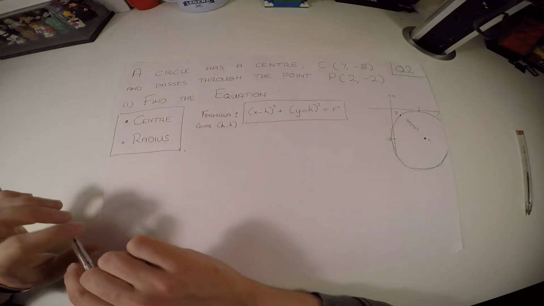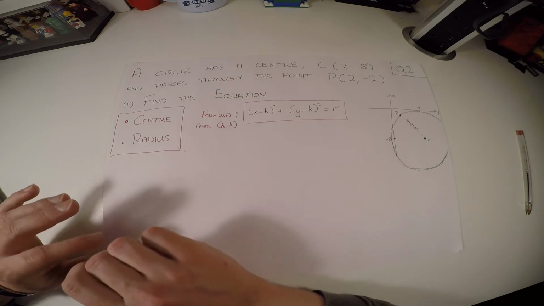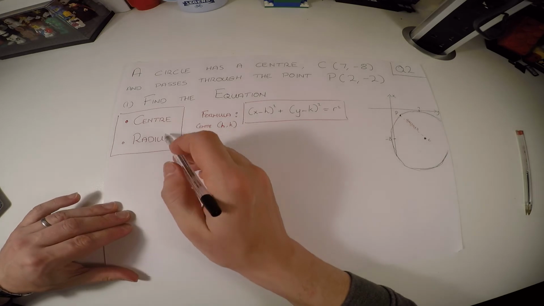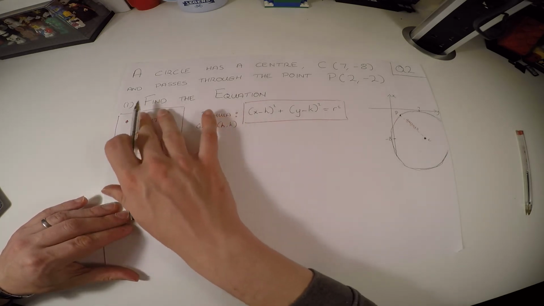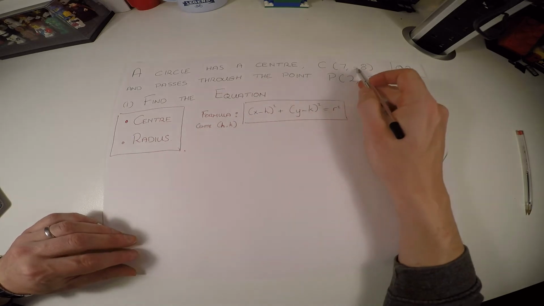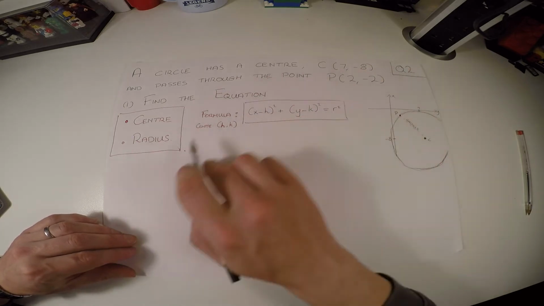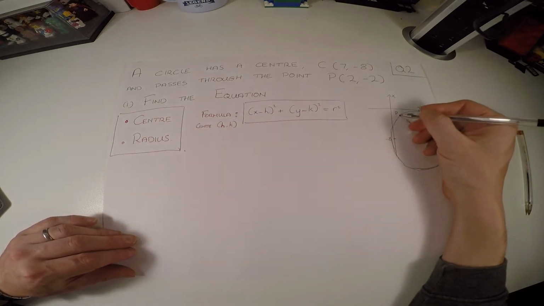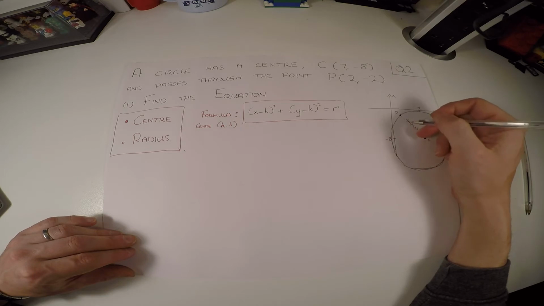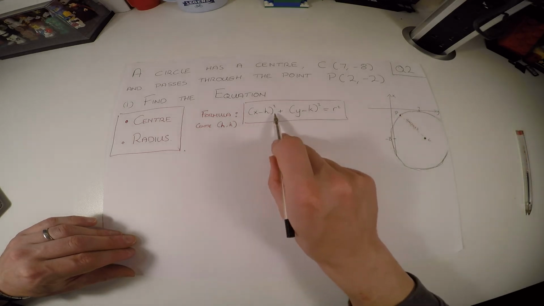Now whenever you're asked for the equation of a circle, however you need to get to it, there are two key things we need. We need a centre and we need a radius. This is constant, we're always looking for these things. We're given the centre straight away here, but we do not have the radius. But since we know P is on the circle, the distance between C and P is going to be our radius.